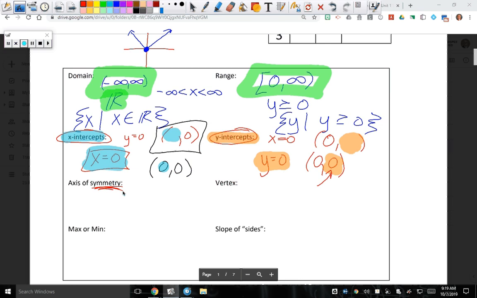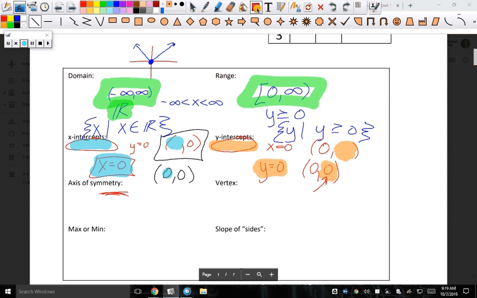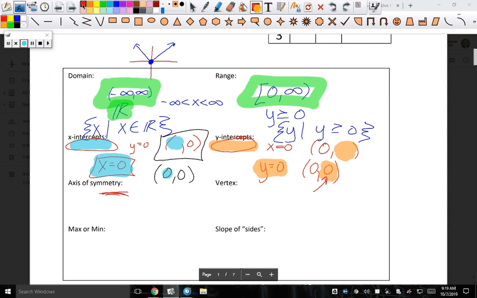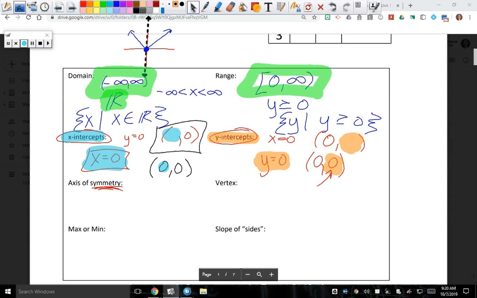So the axis of symmetry is going to cut this line perfectly in half, and it's going to do it in a vertical way, where it looks like that right there. There's your axis of symmetry. Okay? Owen, what's the equation of that dotted line that I just drew? Perfect. X is equal to 0.